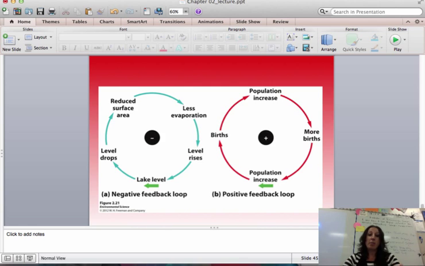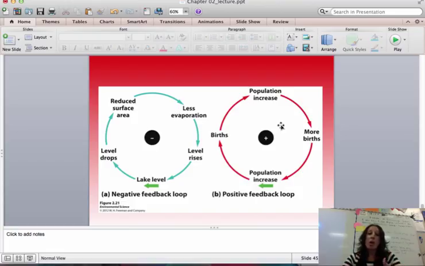But here's an example on the lake level. You have a certain lake level. The level drops. As the level of the water drops, you have a reduced surface area. From that reduced surface area, because you don't have that much water, you're going to have less evaporation. If there's less evaporation, you're going to have more water and the level is going to start to rise. So it's going back to that original state.